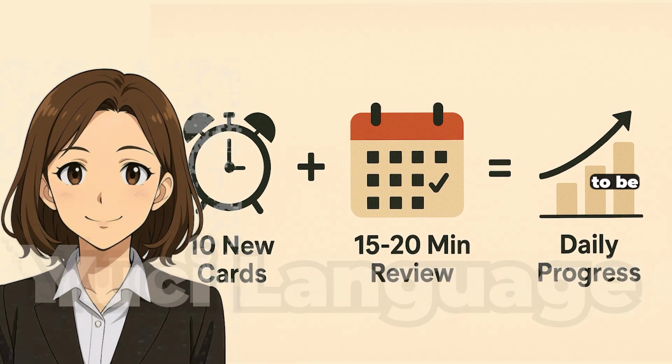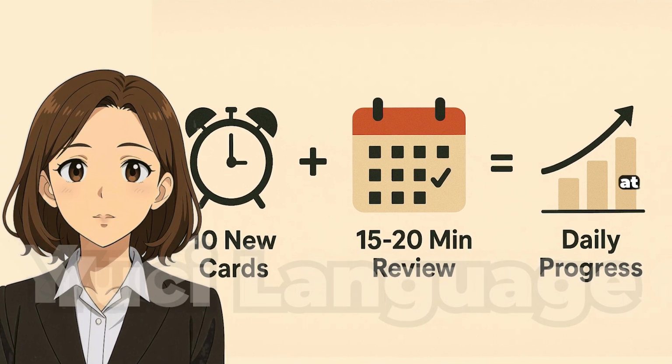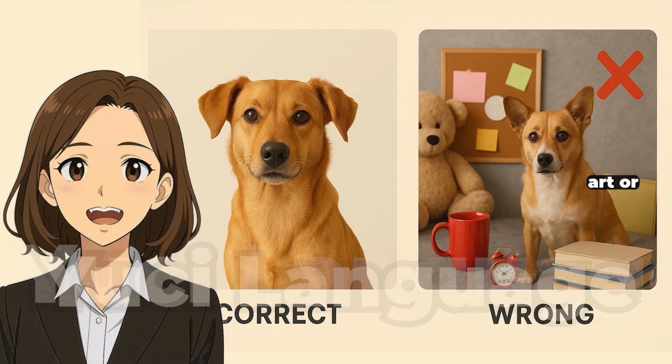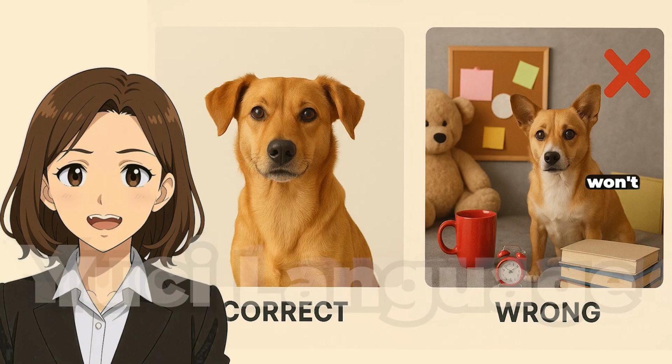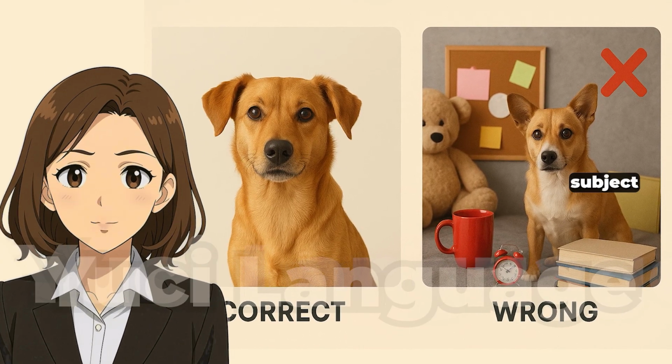The image doesn't need to be perfect. It just needs to be clear and unambiguous. When you look at the photo, you should immediately know what it represents. Avoid abstract art or cluttered photos. If the image shows 10 different objects, your brain won't know which one is the target word. Keep it simple. One clear subject per card.